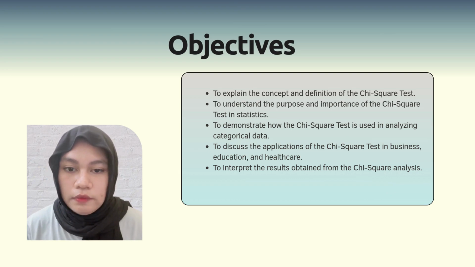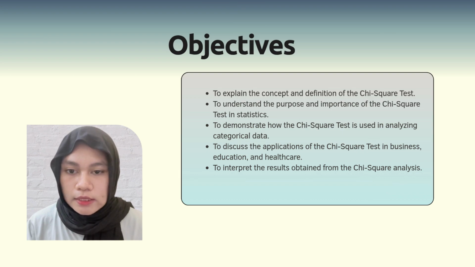The fourth objective is to discuss the application of the chi-square test in business, education, and healthcare. Finally, the fifth objective is to interpret the results obtained from the chi-square analysis. These are for the introduction section.